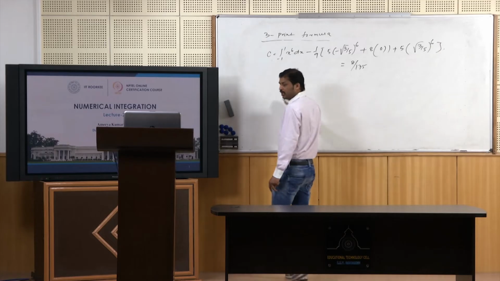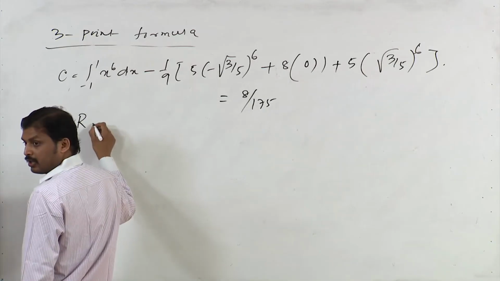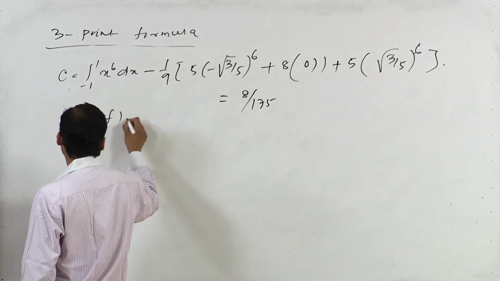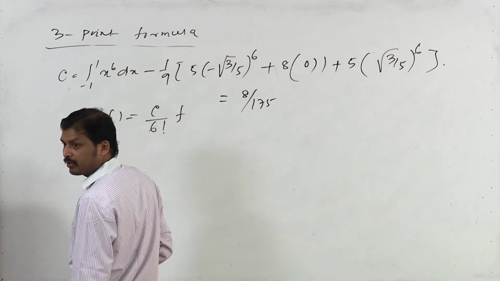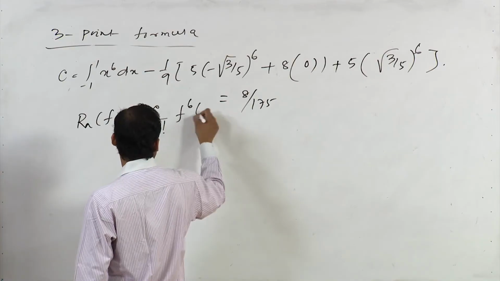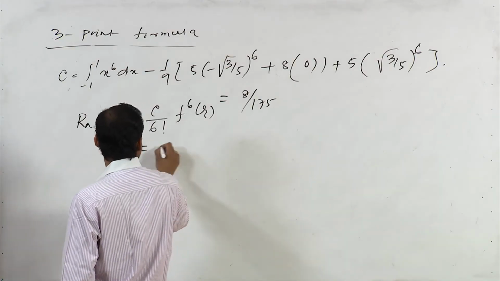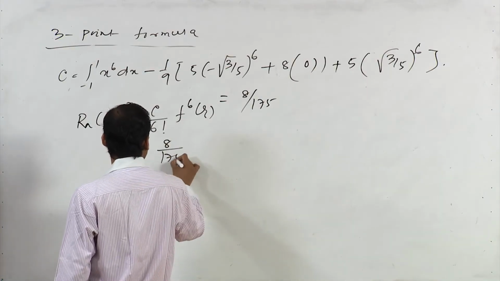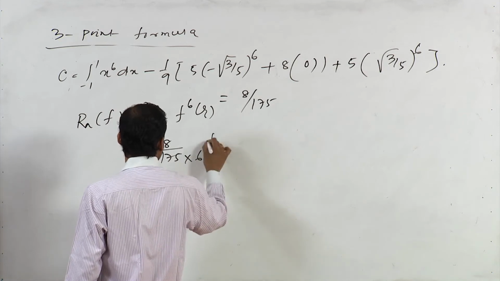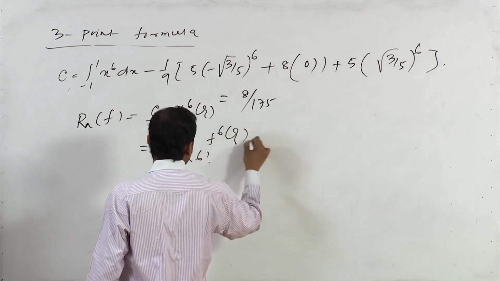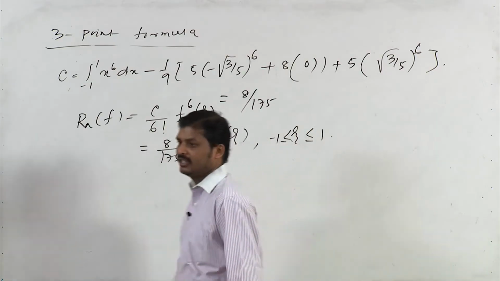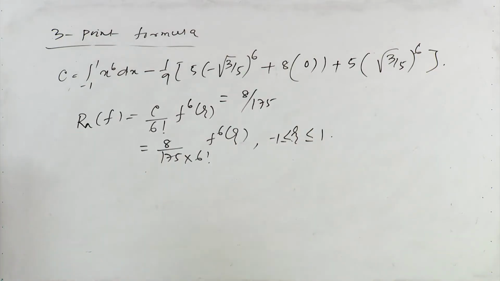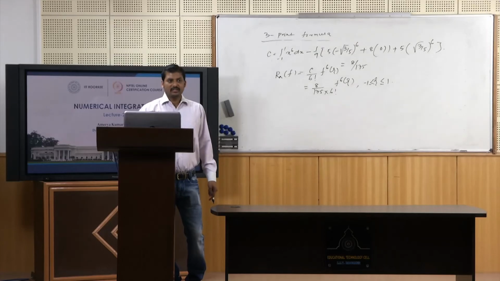Hence, the total error term, you can write Rn of f equals C by 6 factorial times f to the power 6 of zeta here, that is 8 by 175 into 6 factorial times f to the power 6 of zeta, where zeta lies between minus 1 to 1 here. This is the error term for the 3-point Gauss Legendre integration method.